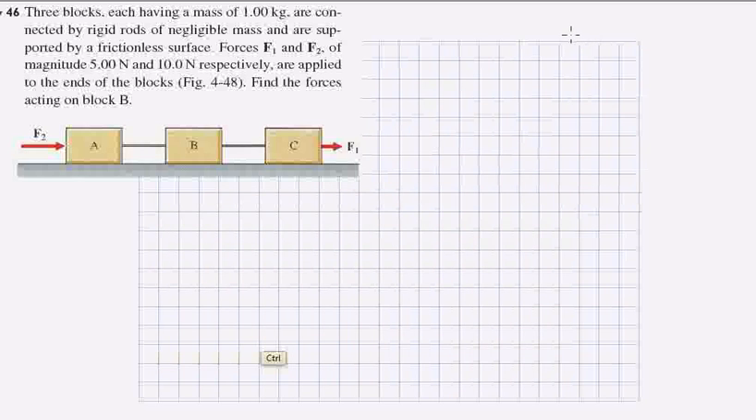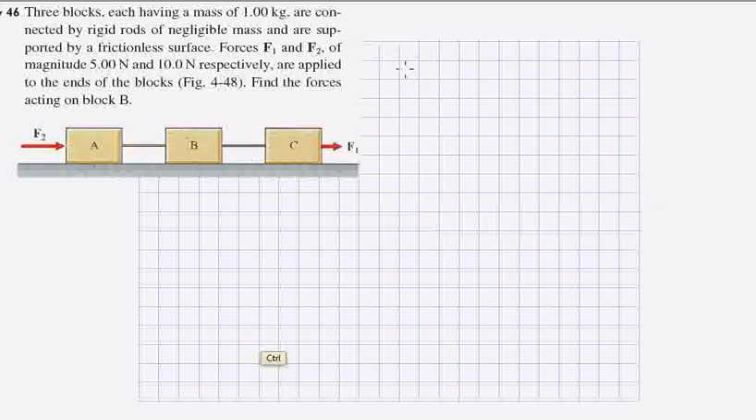Problem 446. 3 blocks, each having a mass of 1 kilogram, are connected by rigid rods of negligible mass and are supported by a frictionless surface. Forces F1 and F2 of magnitude 5 newtons and 10 newtons respectively are applied to the ends of the blocks. Find the forces acting on block B. Block B is in the middle.